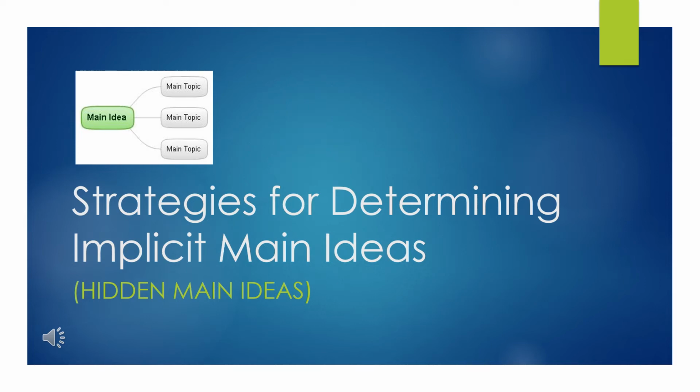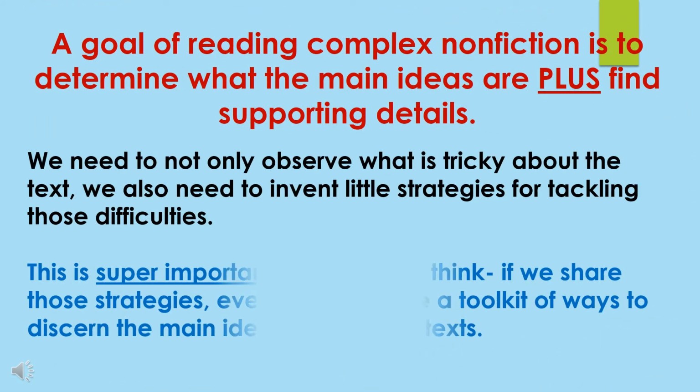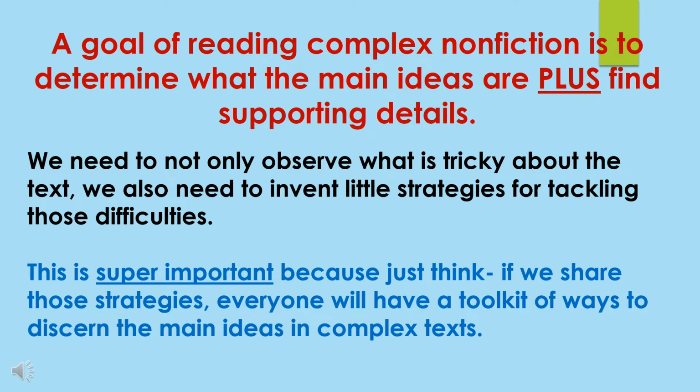Today we're going to learn more strategies for determining implicit main ideas, or hidden main ideas. Remember that a goal of reading complex nonfiction is to determine what the main ideas are, plus find supporting details. We need to not only observe what is tricky about the text, we also need to invent little strategies for tackling those difficulties. This is super important because just think, if we share those strategies, everyone will have a toolkit of ways to discern the main ideas in more complex texts.